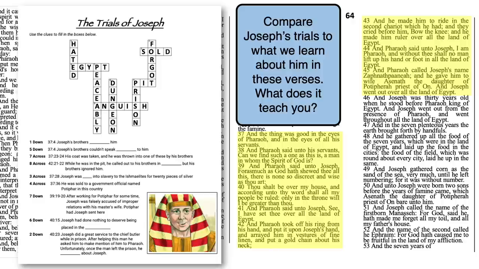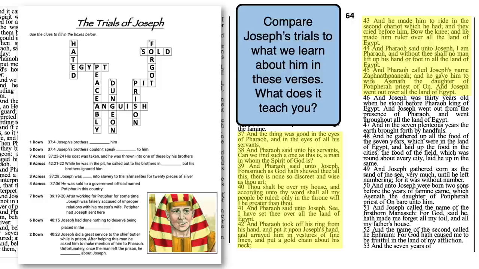Thou shalt be over my house, and according unto thy word shall all my people be ruled. Only in the throne will I be greater than thou. And Pharaoh said unto Joseph, See, I have set thee over all the land of Egypt. And Pharaoh took off his ring from his hand and put it upon Joseph's hand, and arrayed him in vestures of fine linen, and put a gold chain about his neck. And he made him to ride in the second chariot which he had, and they cried before him, Bow the knee, and he made him ruler over all the land of Egypt. And Pharaoh said unto Joseph, I am Pharaoh, and without thee shall no man lift up his hand or foot in all the land of Egypt.